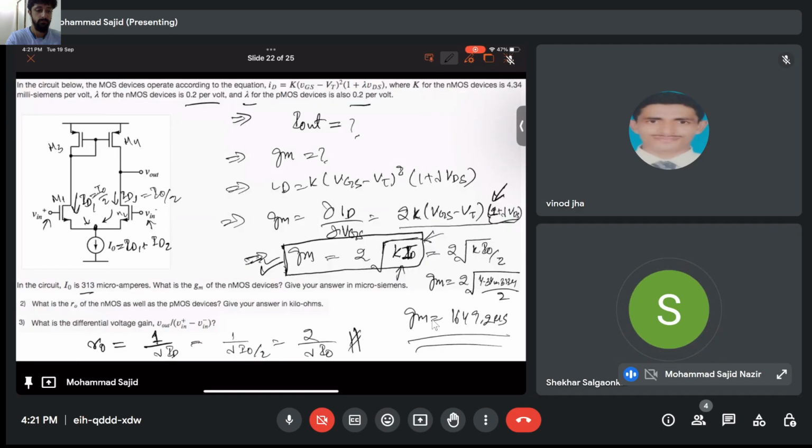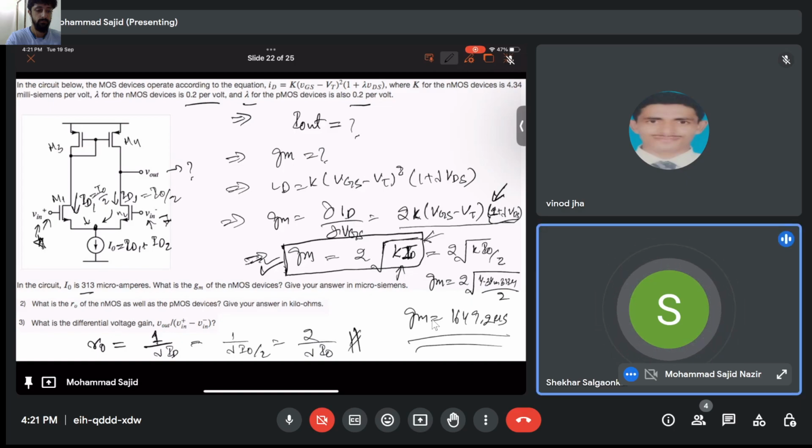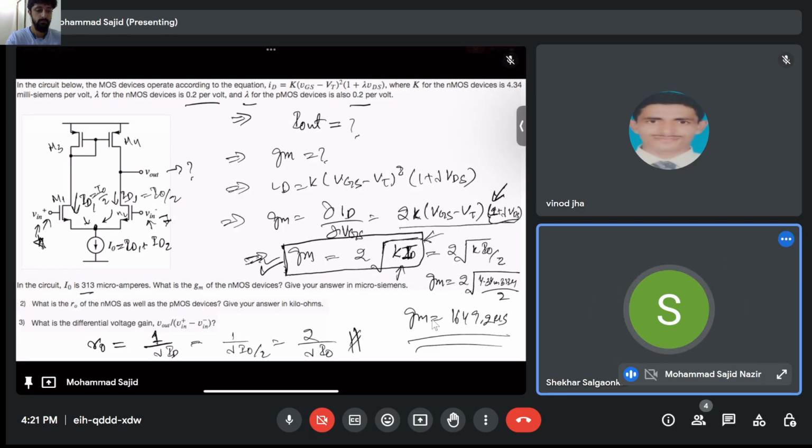And if you want to do the detailed analysis, then what you have to do is ground one terminal and do the analysis using Vn plus to calculate V out. Then ground this terminal, do the analysis using Vn minus and calculate V out, and then add them. Okay, so this is how you can do it.